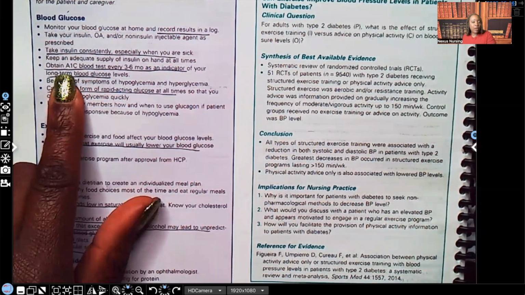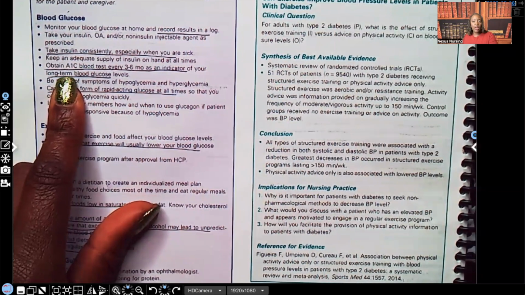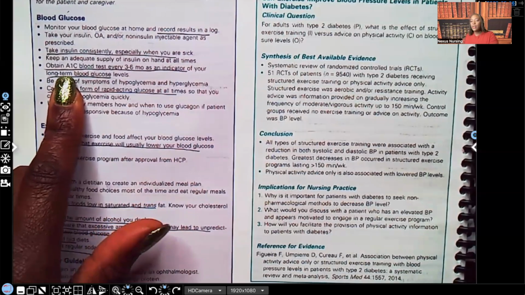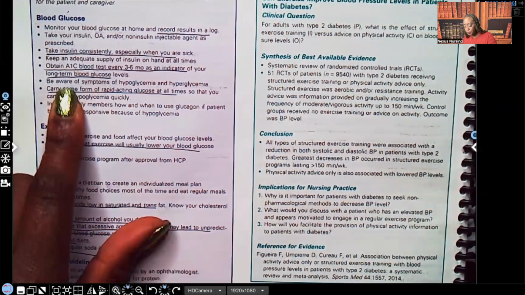Obtain hemoglobin A1C test every 3 to 6 months as an indicator of long-term blood glucose levels. Remember that hemoglobin A1C shows us if what we're doing for that patient right now is working. Is that patient being compliant? Because it gives us a picture of what that patient's blood glucose has looked like consistently the past 90 days. They can't trick us with that hemoglobin A1C.